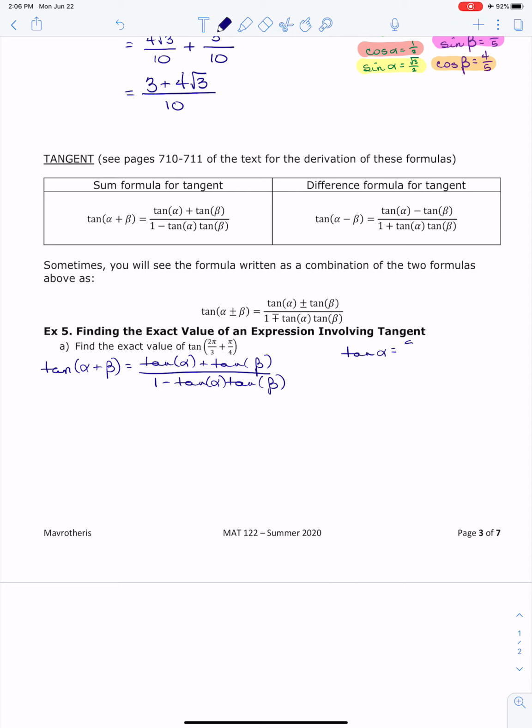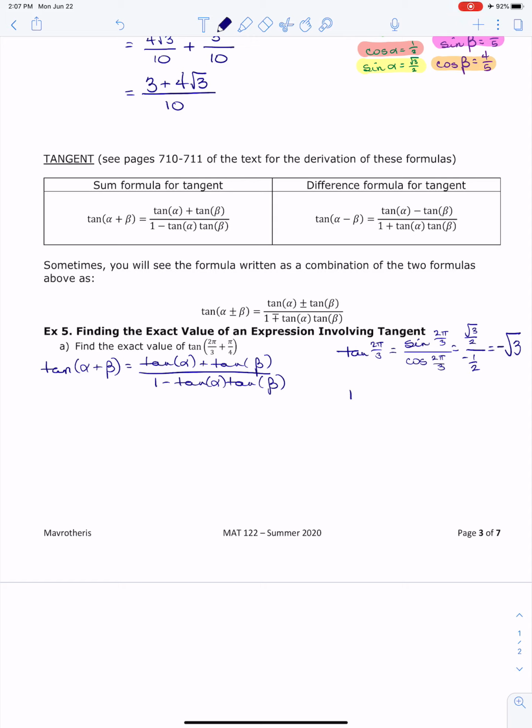Tangent of alpha is going to be the sine. I don't need alpha. I need 2 pi over 3, don't I? Tangent of 2 pi over 3 is the sine of 2 pi over 3 divided by the cosine of 2 pi over 3. Sine at 2 pi over 3 is square root of 3 over 2. We're in quadrant 2, so that cosine is going to be negative. I simplify and we get negative square root of 3.